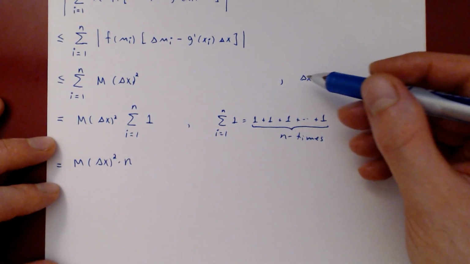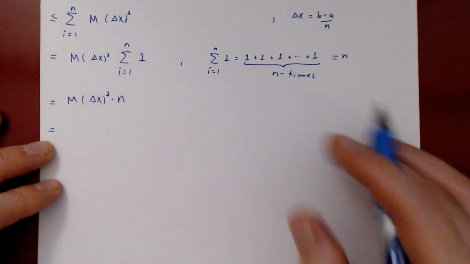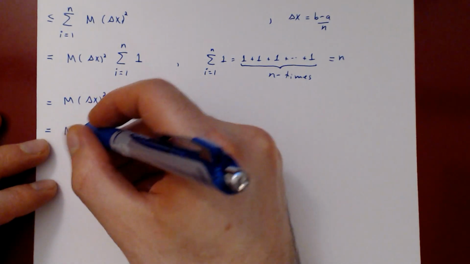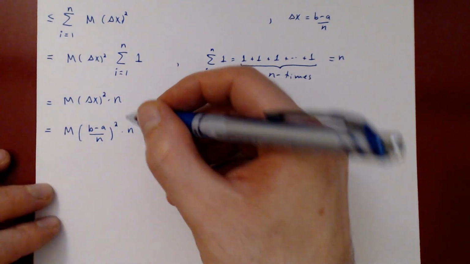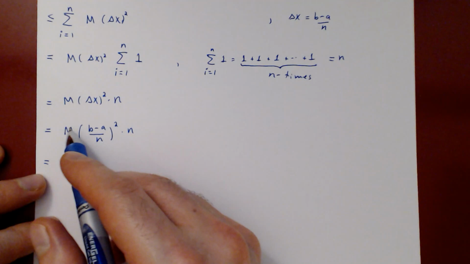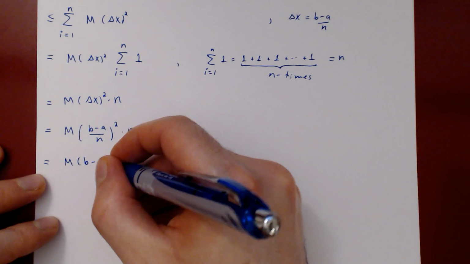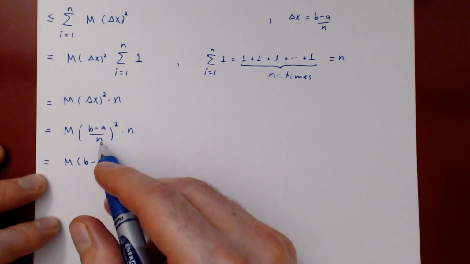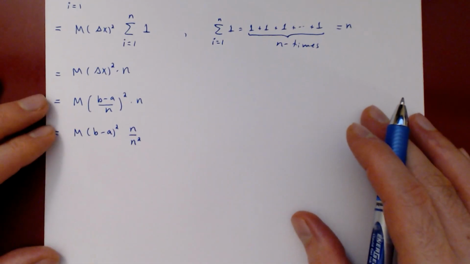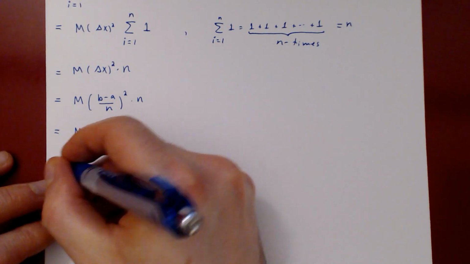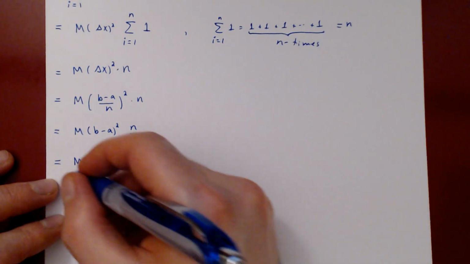But remember, delta x is a constant over n. Now we can replace. So m, delta x is b minus a over n. We squared the whole thing times n. So we will have m times b minus a squared. This is an absolute constant. Then times n over n squared, which of course simplifies to 1 over n. So what we now have is m times b minus a squared, an absolute constant, over n.